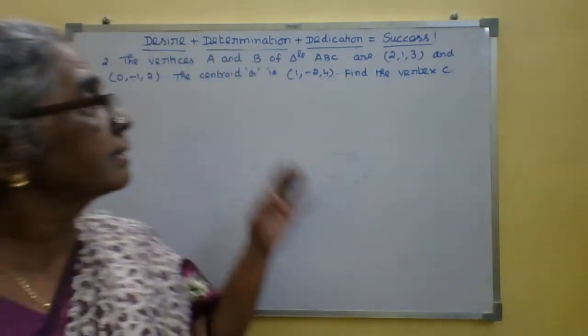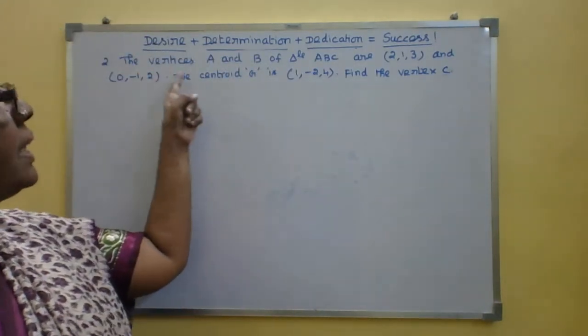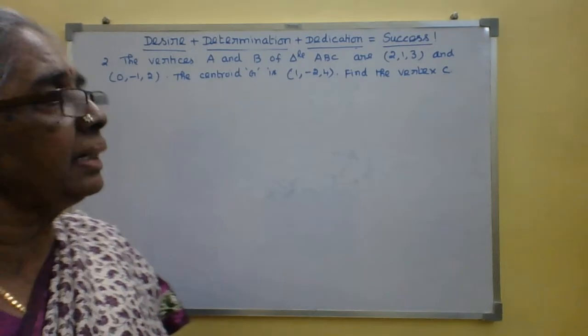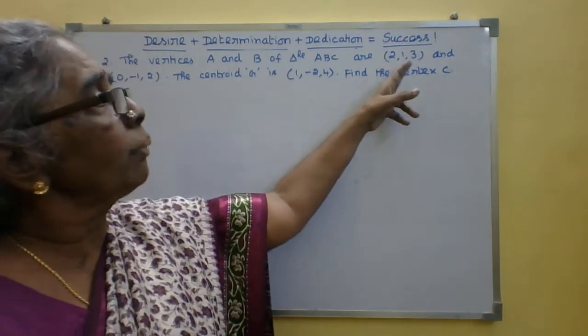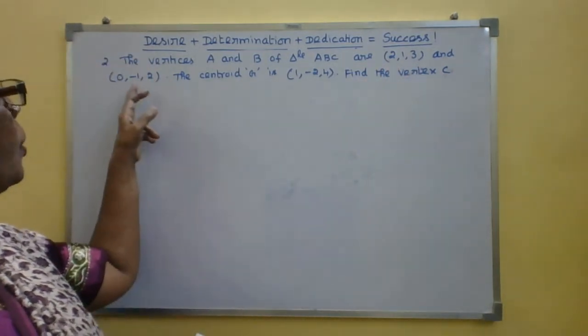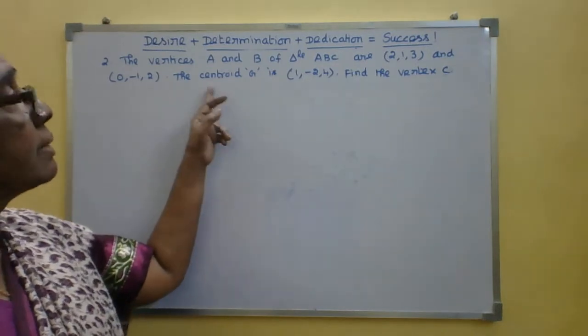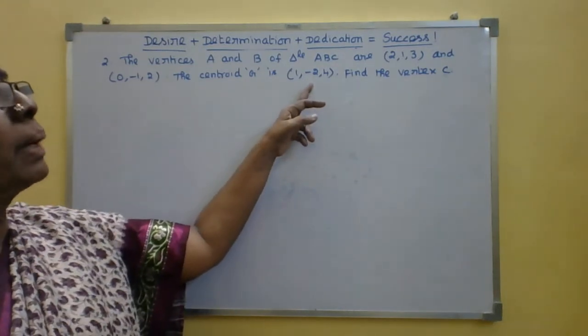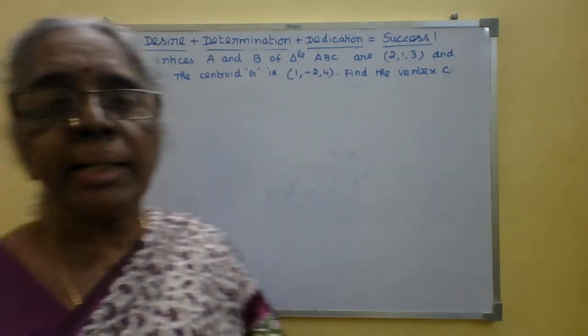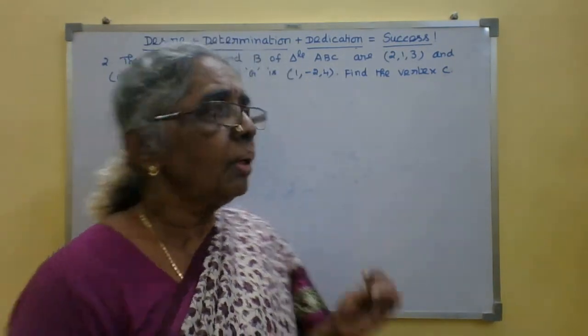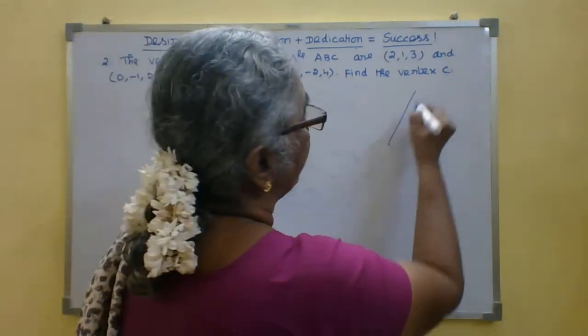Now let us see sum number 2. The vertices A and B of triangle ABC are 2, 1, 3 and 0, minus 1, 2. The centroid G is 1, minus 2, 4. Find the vertex C. So let us just draw a rough figure of a triangle.